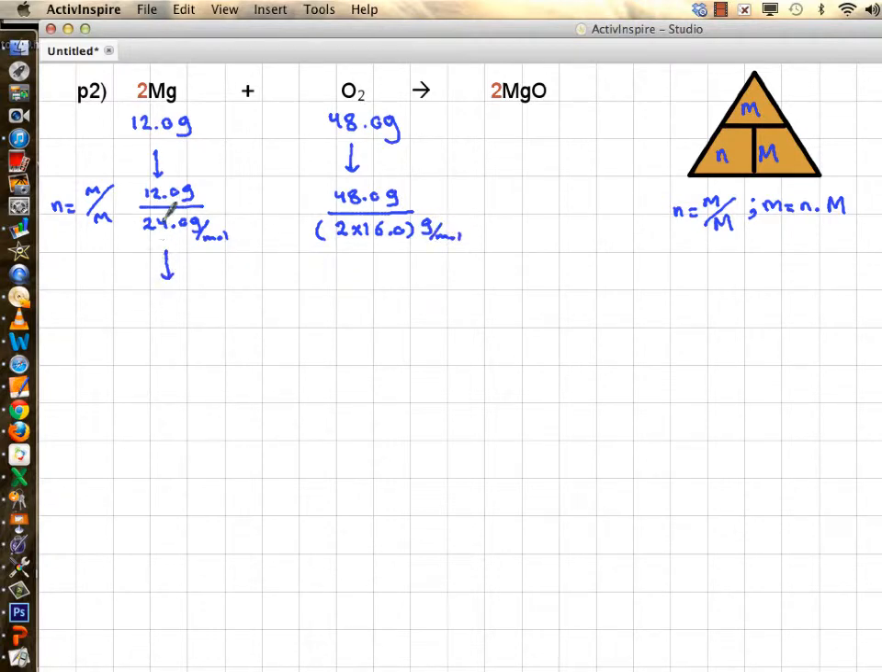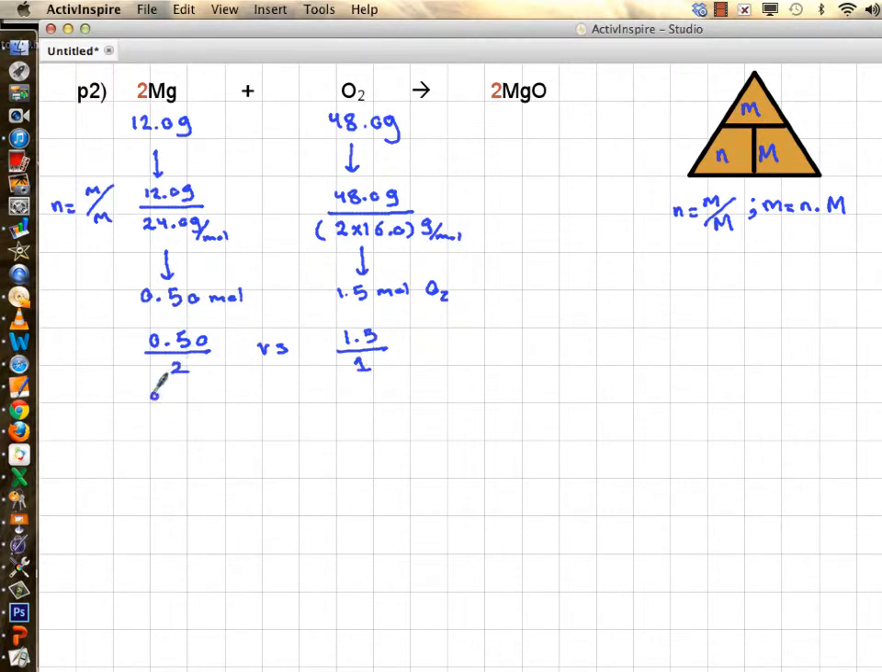When you do this, the first quantity for magnesium, you produce 0.5 moles of magnesium. For the second quantity, you're going to produce 1.5 moles of oxygen. Now, then again, in order to find which one is limiting reactant, we are going to divide by the respective coefficients and pick and choose the smallest one. 0.5 divided by 2 versus 1.5 moles of oxygen divided by 1.